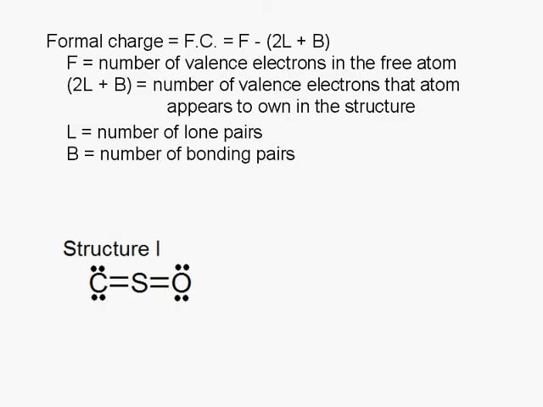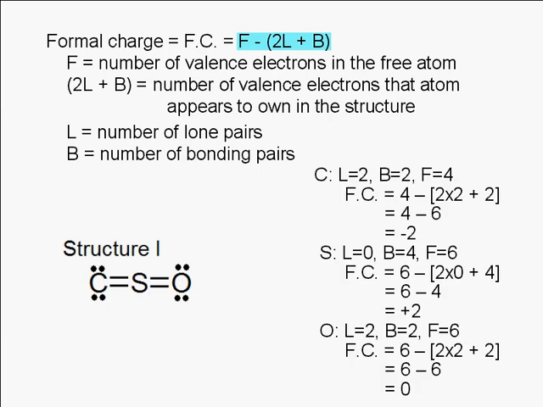Formal charge is a fictitious charge assigned to an atom in a Lewis structure for a molecule or polyatomic ion. We can calculate it using the formula F minus the sum of 2L and B. In this formula, F is the number of valence electrons in a free atom. That is, the number of valence electrons that the atom has if it were alone. We can determine this by looking up the element in the periodic table.